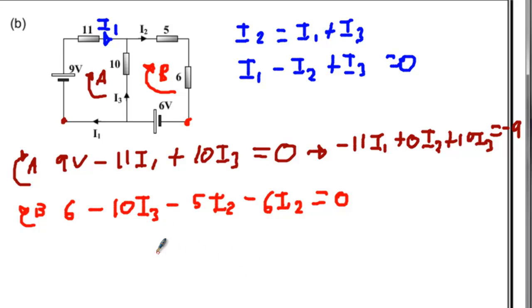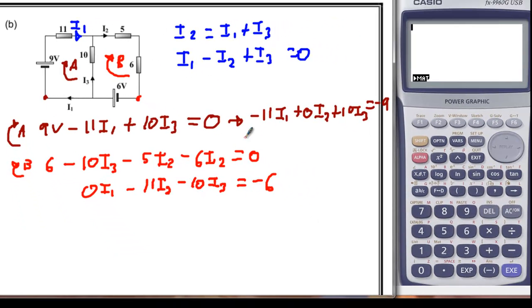Okay, for this last equation, we've got some like terms in here. Do we have any I1s? No, so we've got 0 I1 minus 5 I2, but it's not 5 I2, is it? It's minus 5 minus 6, which means that it is minus 11 I2. So that's that gone, minus 10 I3. Now that equals 6, but it's going to go to the other side, so it equals minus 6. Okay, we now go through equations.